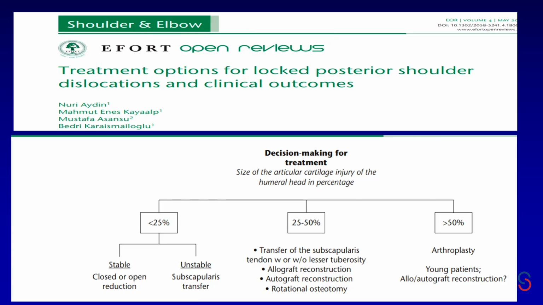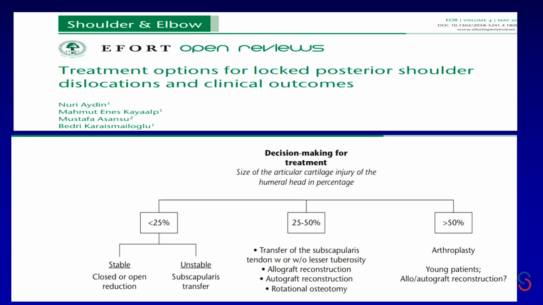So we have a very good review article in EFORT, on decision making for treatment of locked posterior dislocation. So less than 25% bone defect. If it is stable, closed or open reduction. Closed reduction is only, as I told you, less than 3 weeks, and humeral head bone loss should be less than 20%. If it is unstable, yes, you can go with isolated subscapularis transfer with transosseous suture fixation.